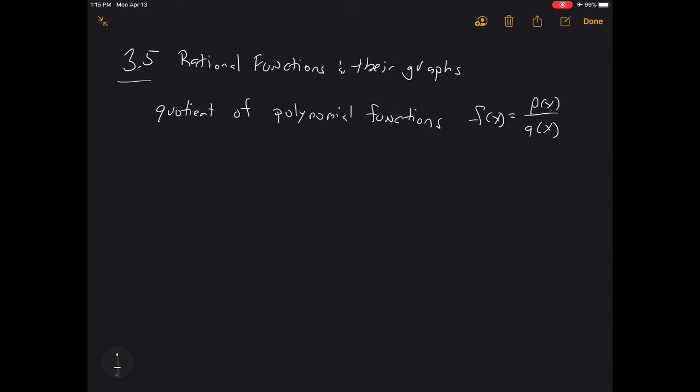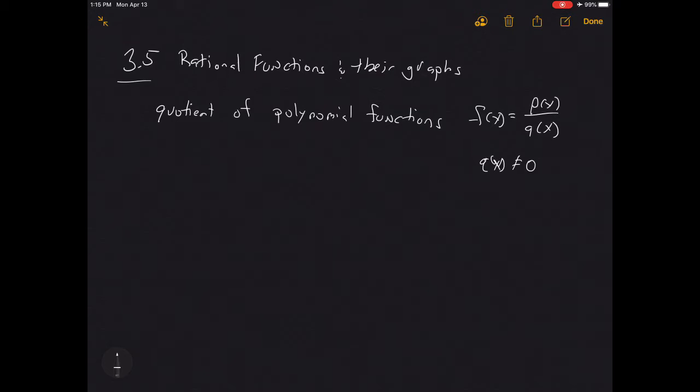Now, the exponents on the variables can only be whole values. That being said, I want you to understand that a constant is also a polynomial. That's going to be very important. So the number 1 or the number 7, that's also a polynomial function. So just a constant is a polynomial. Now obviously, in our case right here, q of x, which is our denominator, cannot equal 0. If q of x is 0, we're dividing by 0, and this is no longer a function.